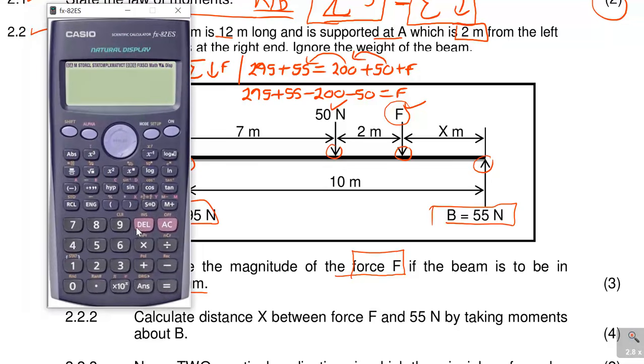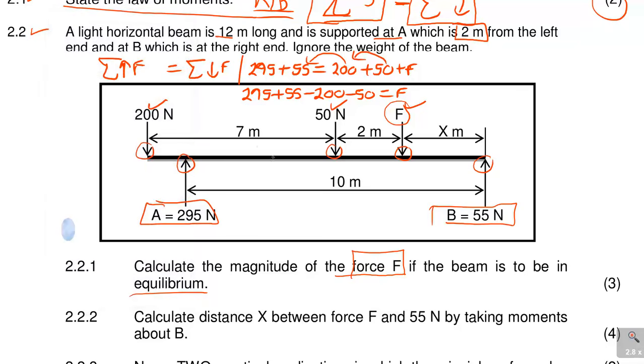Now you can see we can do this once: 295 plus 55 minus 200 minus 50. Then that gives us 100 newtons. So F is equal to 100 newtons. So that's what they wanted there to find. It was just a good 3 marks for you there.